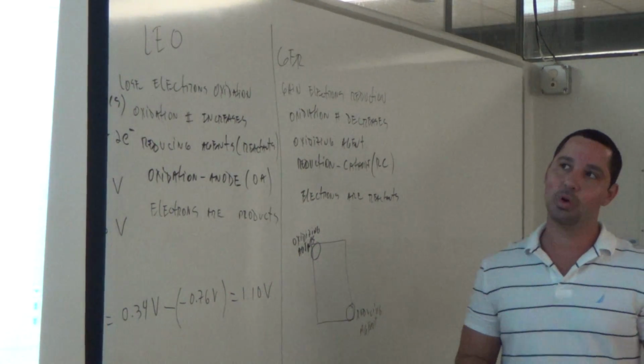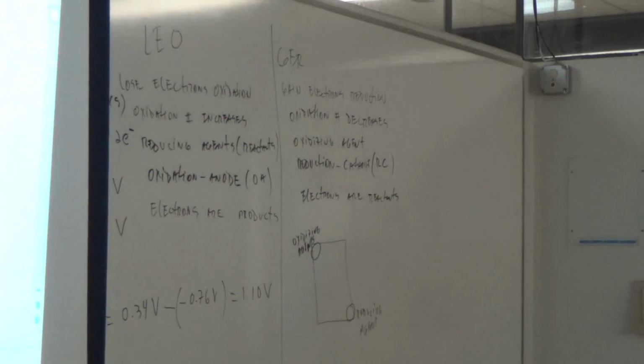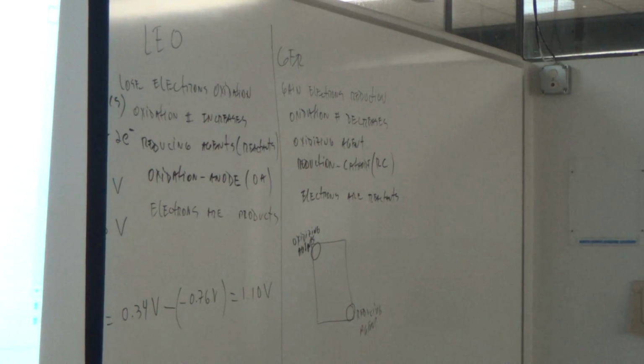So I may ask you on the test, which one is a stronger reducing agent, F2 or H plus? Trick question, okay?